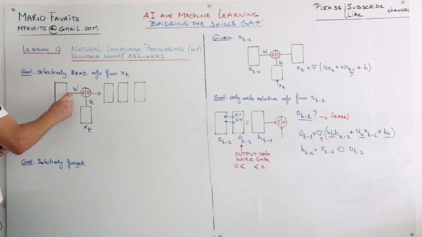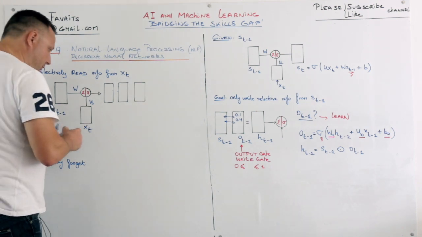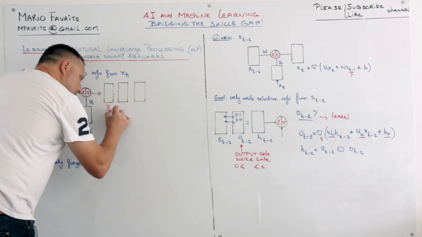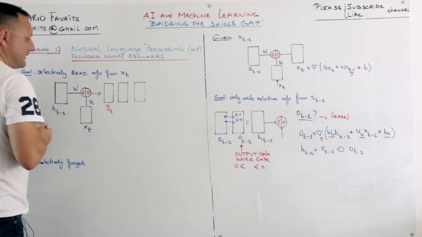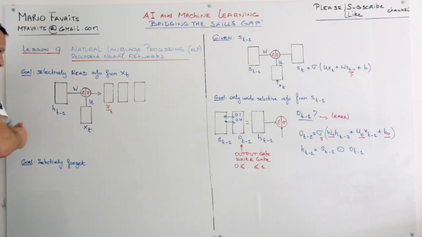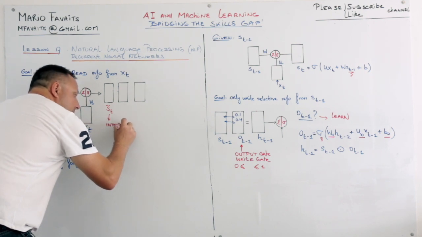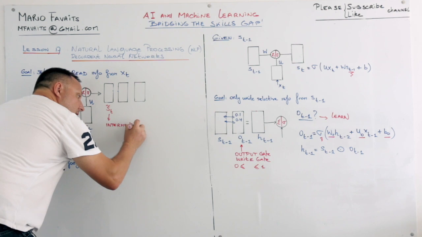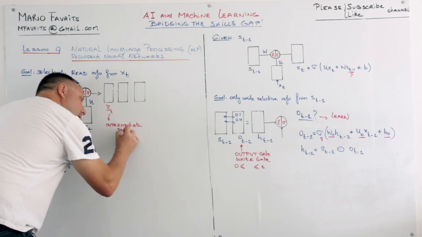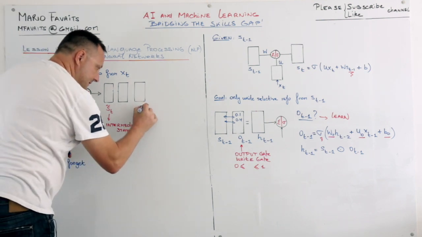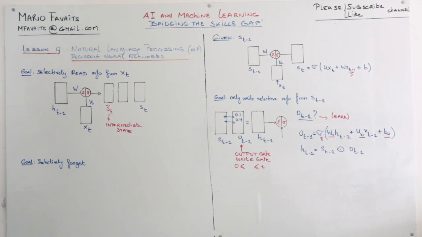So here, if we multiply w with ht minus 1 and we add it to u times xt, then we get what we call a temporary state, s tilde t. So that is an intermediate state. That is still not our end state here, which is s of t, state t.